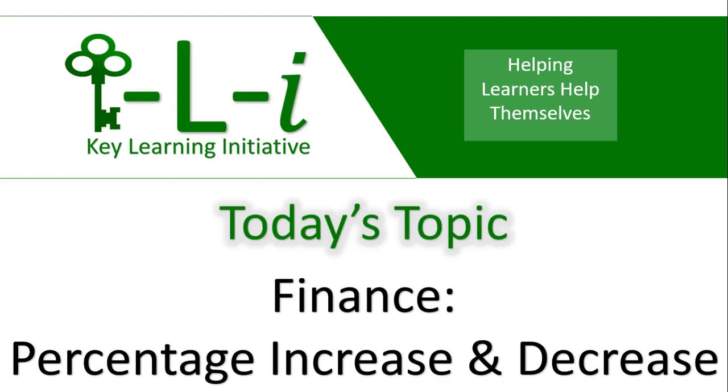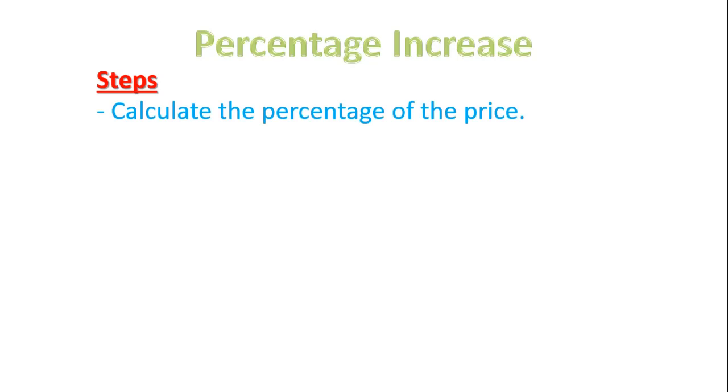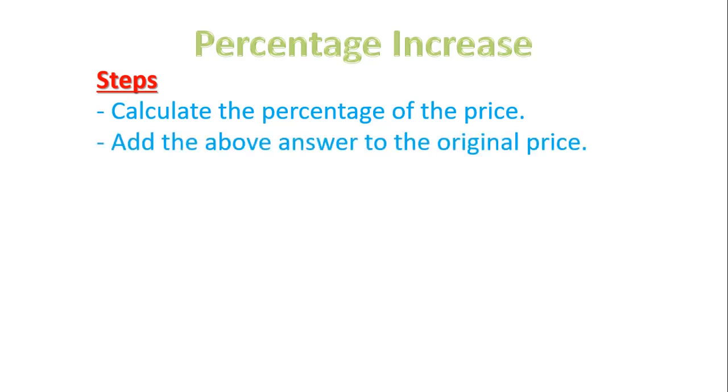But let's get going with what we're doing now. So we're going to look at percentage increase first, and there's basically two steps to do this. The first step is calculate the percentage of the price, or the percentage of the item that you're increasing. Then add that to the original price. Remember, we're talking about finance, and that's why we normally talk about price. So let's look at an example.